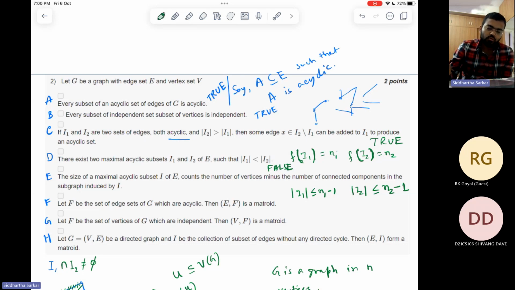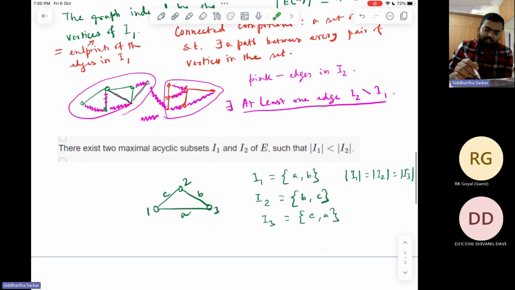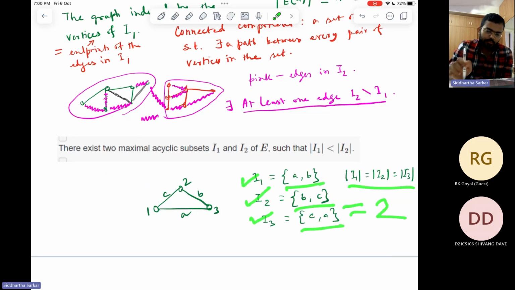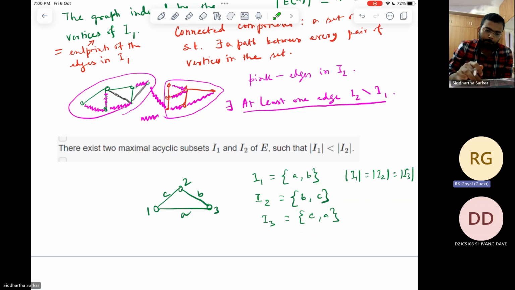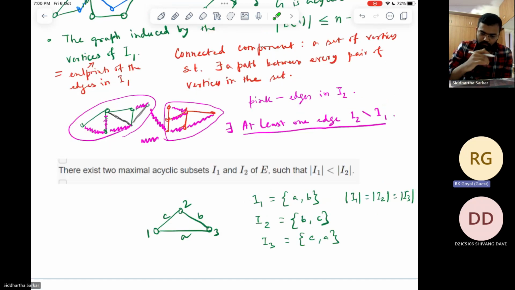But in this case, it is true that there cannot exist two different maximal acyclic subsets that have different cardinality. In fact, in this example also, we are seeing that there are three different maximal acyclic subsets and their cardinalities are all the same, equal to 2. Isn't it? So what if we draw another edge from 2 upward, say, to the vertex 4.